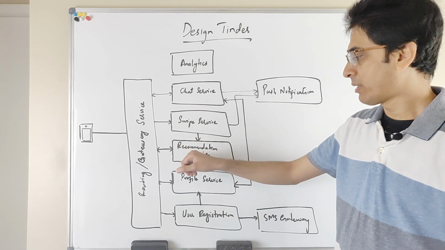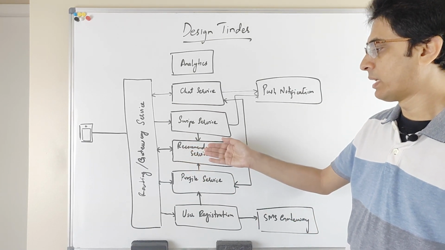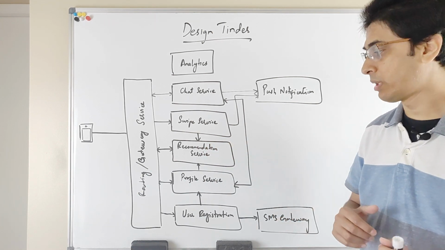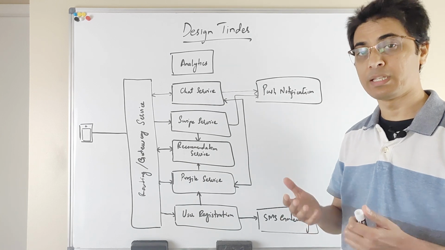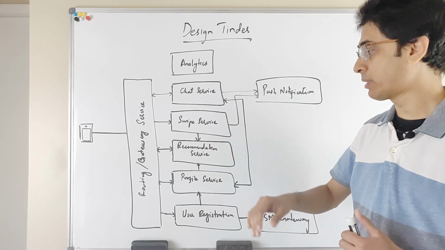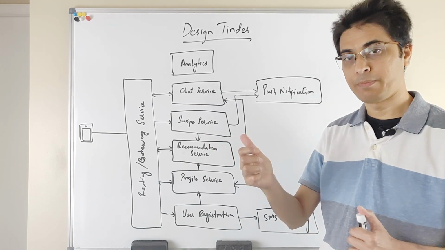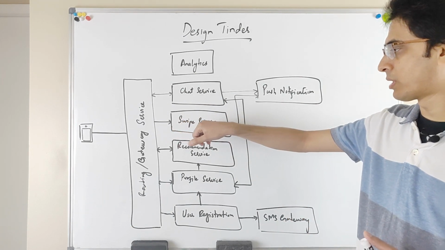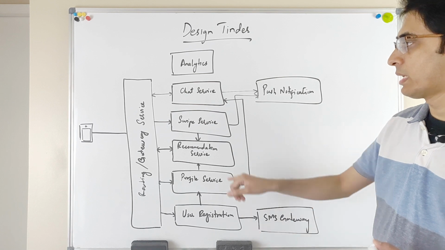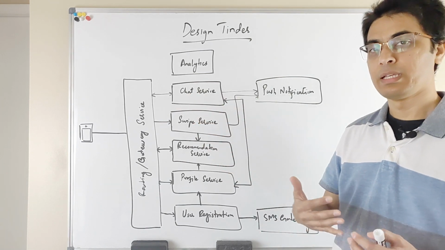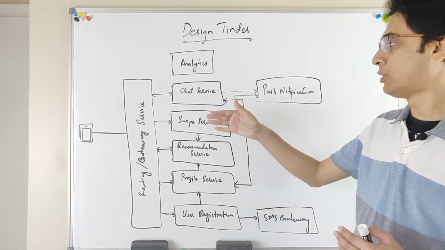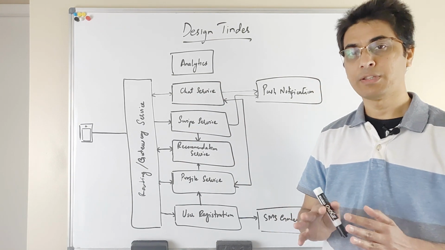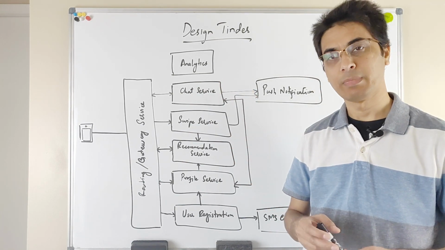The recommendation service is the service which actually shows all the nearby profiles to the user based on the search preferences that the user has provided to the Tinder service. Whenever a user swipes left or right, the swipes go to the swipe service. And then once two users are matched, they can use the chat service to talk to each other. Now we will discuss the design of these individual services one by one.